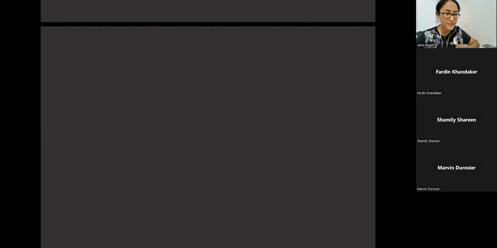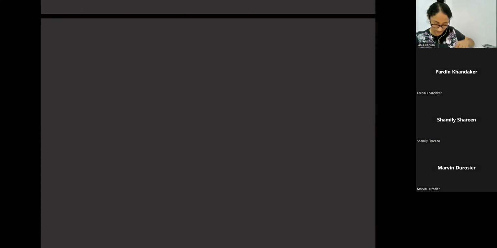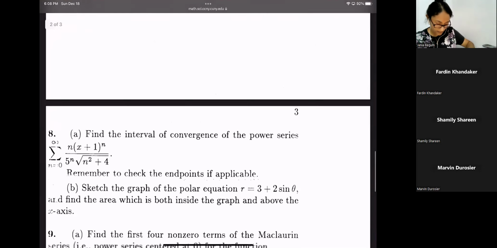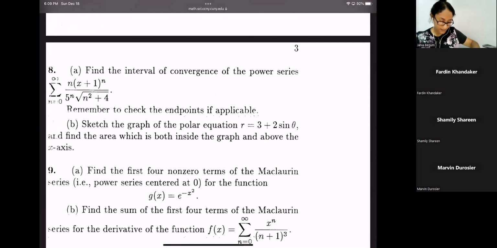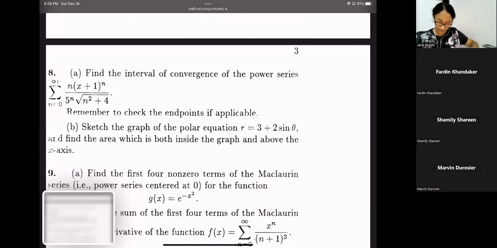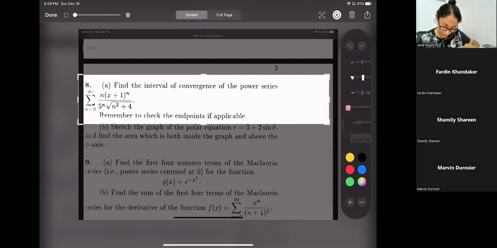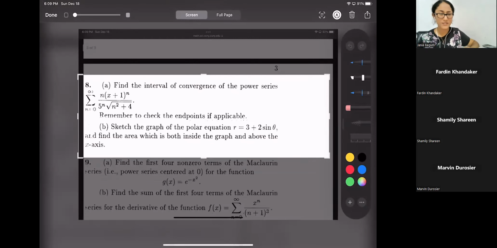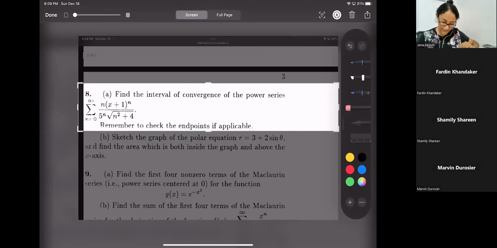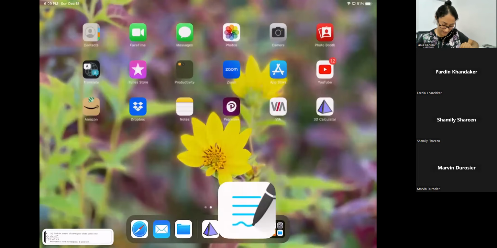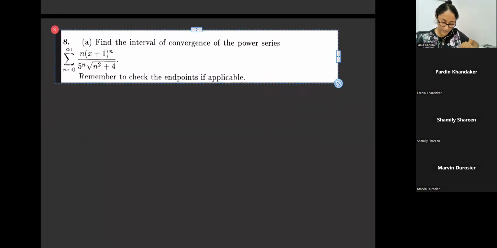So number 8 from the department final, the sample. Let's go back here, number 8. All right, here's number 8. Oh, did you want it A or B? I didn't realize it has 2 parts. A, okay. So let's do A. I'll let everyone think about this if you haven't done it yet, and then I'll show you how I would do it.